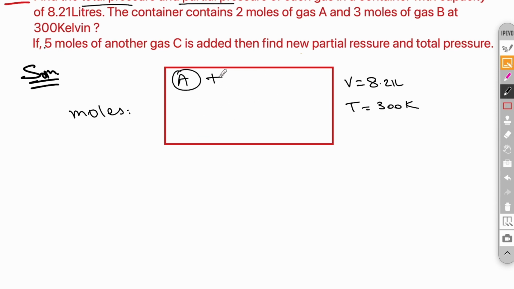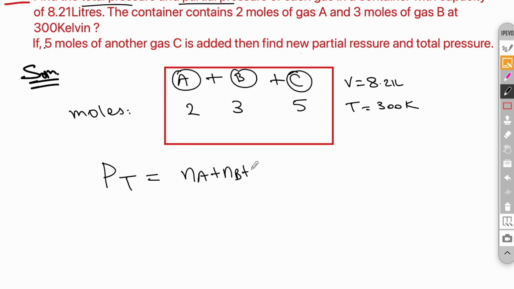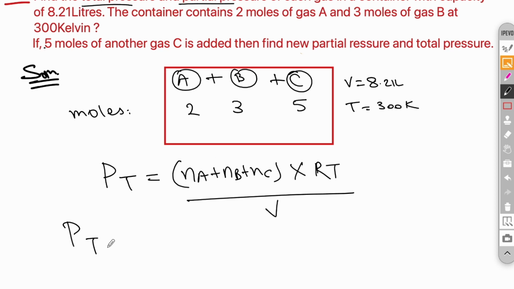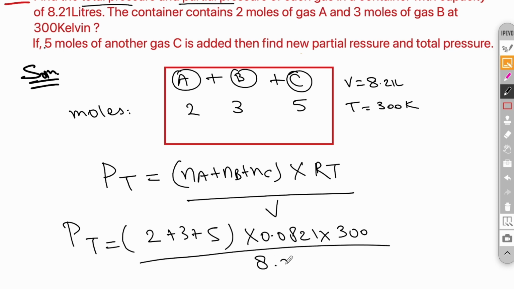So here we have gas A, gas B and another gas, that is C. Moles 2, 3 and 5 respectively. Volume and temperature are already given to us. First we'll find the total pressure, that is total moles, Na plus Nb plus Nc, multiplied by R multiplied by T divided by volume. So total pressure will be equal to 2 plus 3 plus 5 multiplied by 0.0821 multiplied by 300 divided by volume, which is 8.21. On doing all the calculation, 2 plus 3 plus 5 is 10, 10 multiplied by 3 is 30 atm, right?